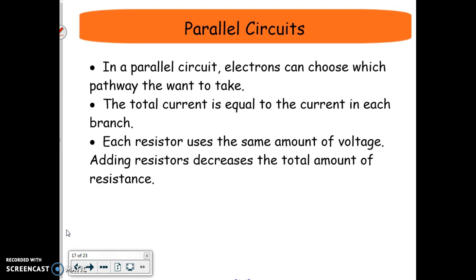Each resistor uses the same amount of voltage. Adding resistors decreases the total amount of resistance. So folks, you could imagine, if you would, there's two people in the hallway telling you guys to slow down. There's an administrator, someone who can get you in trouble, or you can get punished if you're doing something behaviorally wrong, and then maybe a custodian.